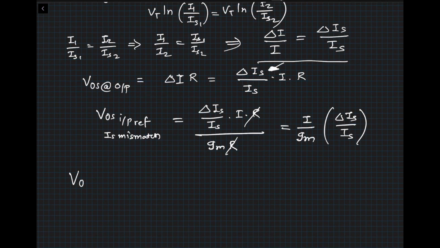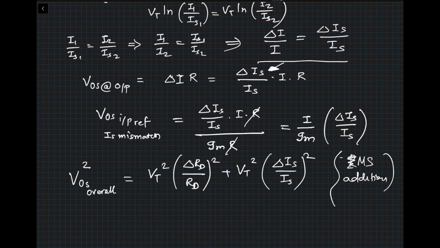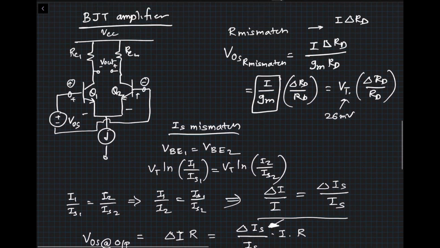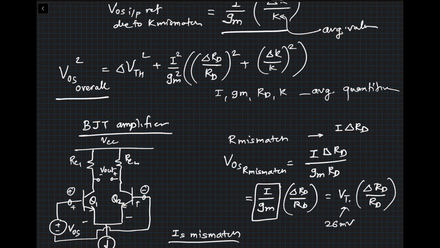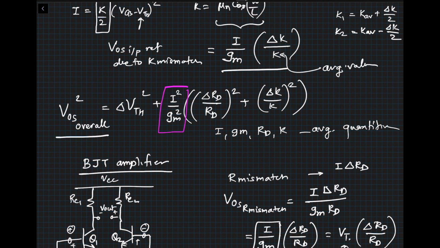If you look at the bipolar offset overall, it would look like Vt squared times delta Rd divided by Rd squared, plus Vt squared times delta Is divided by Is squared. This is again the RMS addition, mean square addition. You can pretty much compare this to our previous equation. If you remember the MOSFET equation, which is right here, here also we saw the I by GM factor, and here also we have I by GM for a MOSFET. So let's write that over here.